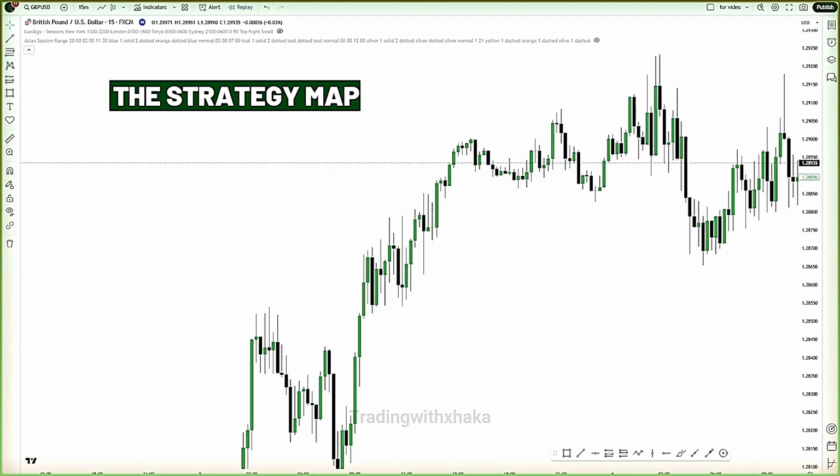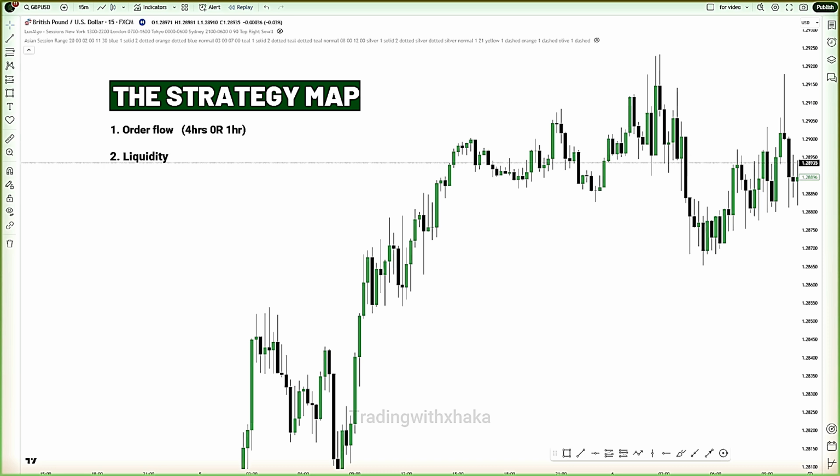Before we start, we have to list out our strategy map. Number one is order flow, the market order flow. Here we're using the 4-hour time frame or the 1-hour time frame to identify our order flow. If we are using 4 hours, 15 minutes will be our entry time frame. If we're using 1 hour, 5 minutes will be our entry time frame.